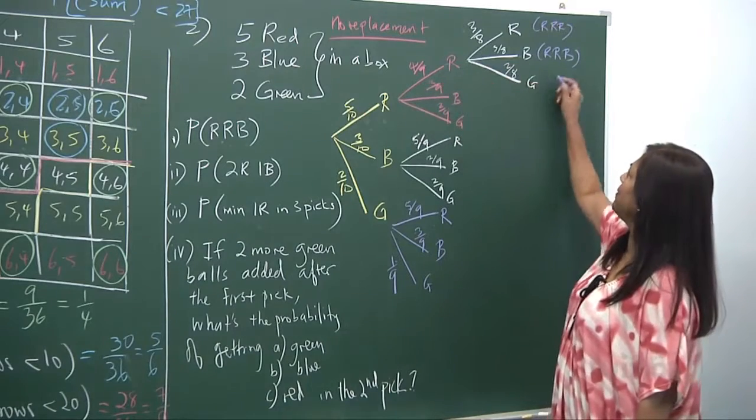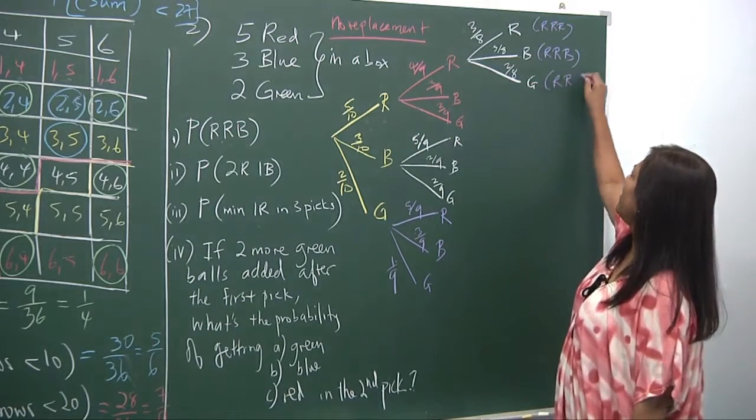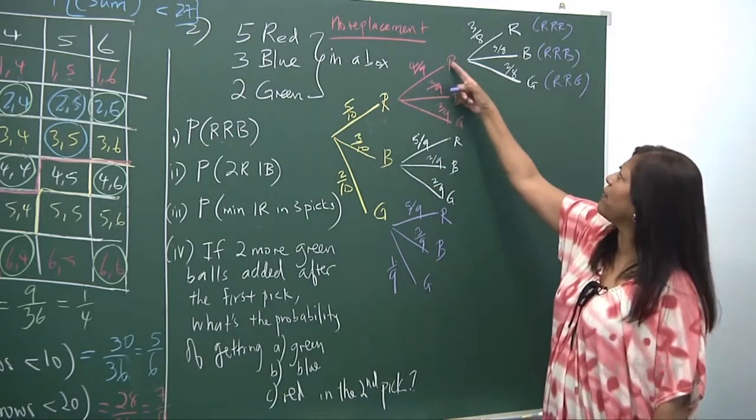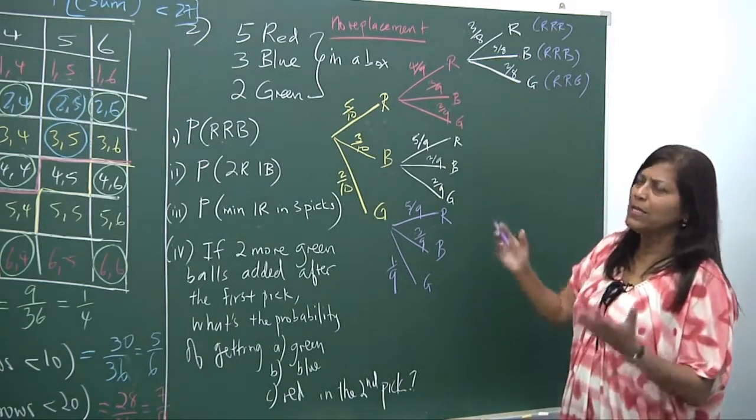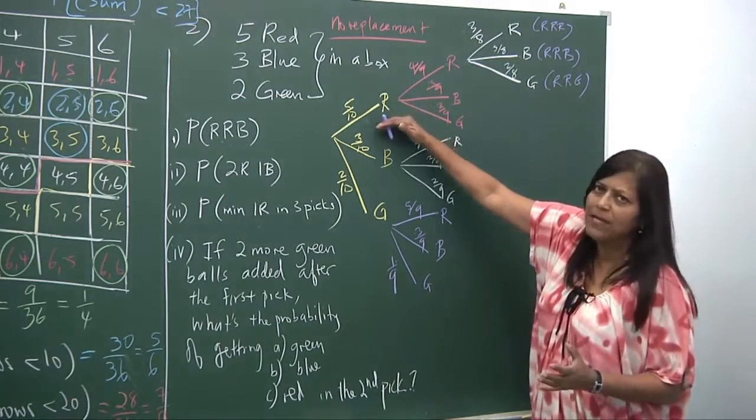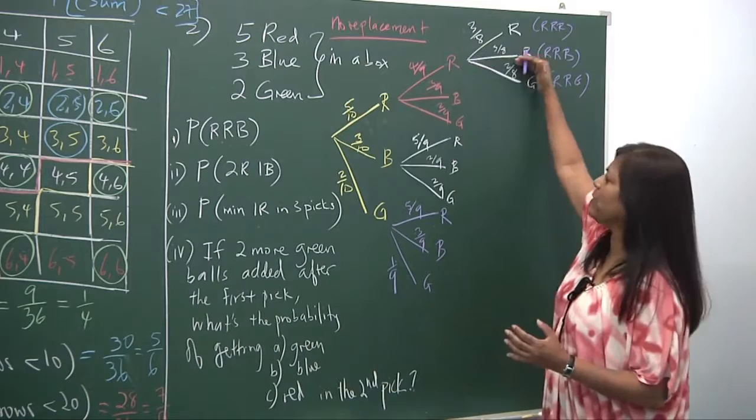A red, red, green. Aha! Red, red, green. So the probability of getting a red followed by a red followed by a blue. They're all independent events but linked. You happen first, then you, and then you.